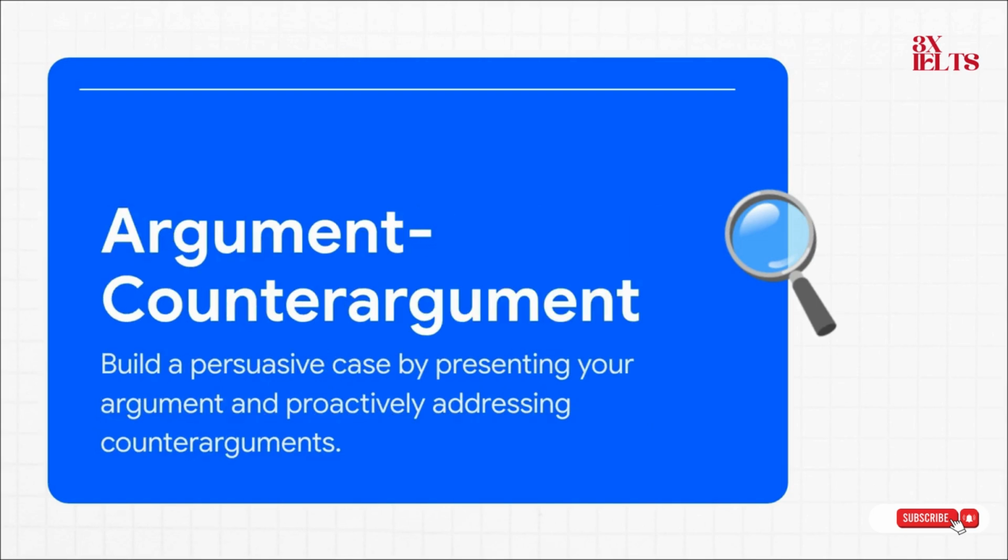And number 3, my personal favorite, and maybe the most impressive of all, the argument-counterargument structure. With this one, you're not just giving your opinion. You're building an ironclad case for it. And then, and this is the absolute key, you anticipate what someone arguing against you would say. You show the examiner you've actually considered the other side, and you tackle their points head on. This makes your own argument so much more powerful and shows a seriously high level of thinking.